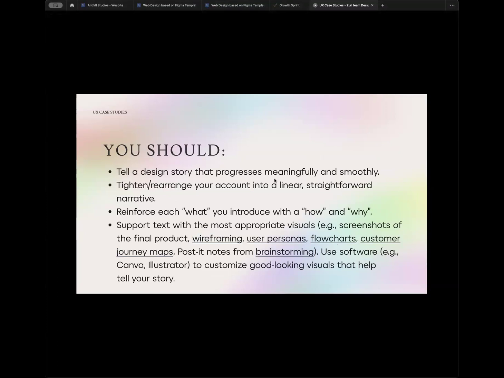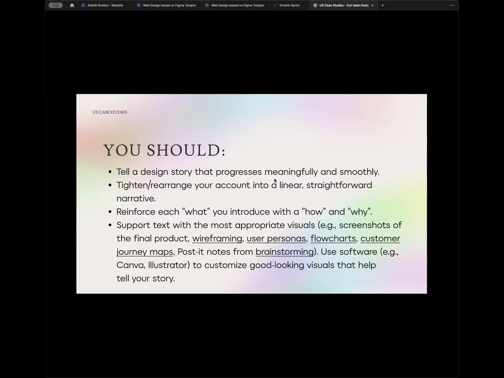The first thing is that you need to tell a design story that progresses meaningfully. Like we've talked about everything, this is just a summary to reiterate everything that I'm talking about. First thing is that you need to ensure that your story progresses meaningfully and smoothly. Don't try to tell me a story and then confuse me at the end. That's not going to help you in any way, right? So tell a story that progresses meaningfully. Start from the introduction, give us an overview, talk about the problem, talk about the audience, talk about the scope, talk about all these things. Take me through the journey, right?